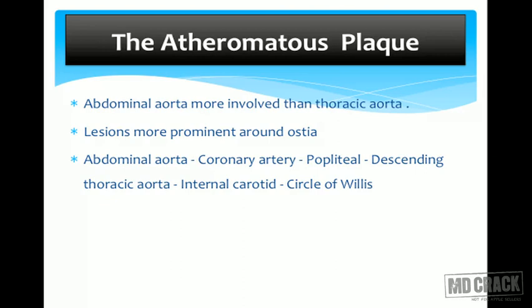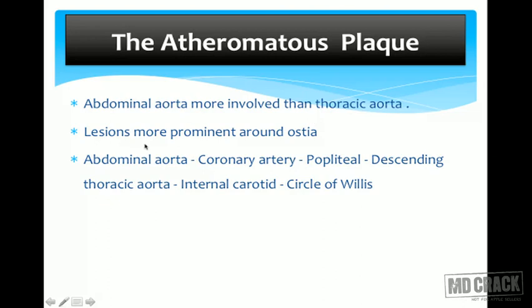Which portion of the aorta will show it? It is above the bifurcation of the abdominal aorta, below the origin of the renal arteries. So that portion of the abdominal aorta is the most common site where you see the atheromatous lesions, and even aneurysms are also common at that particular area. So the abdominal aorta is more involved than the thoracic aorta.